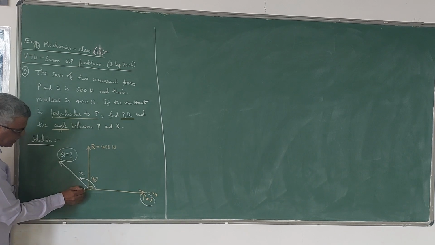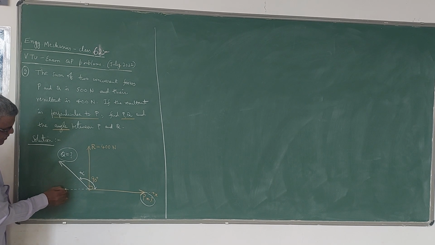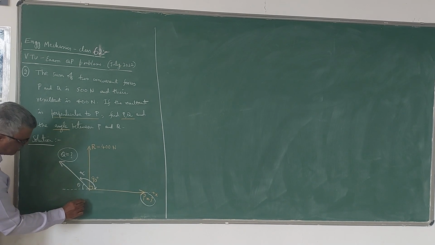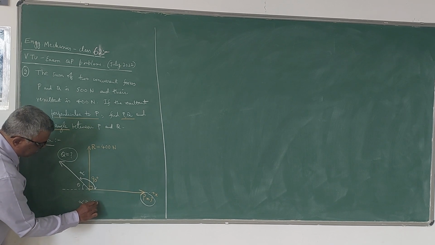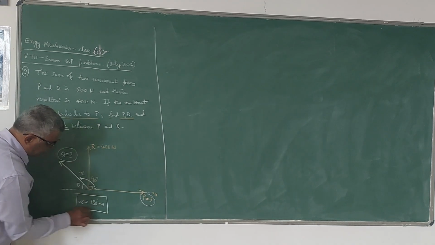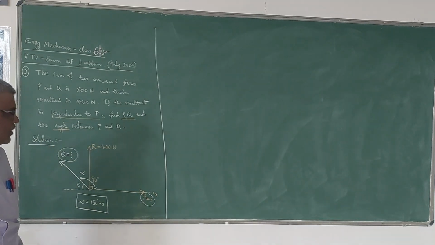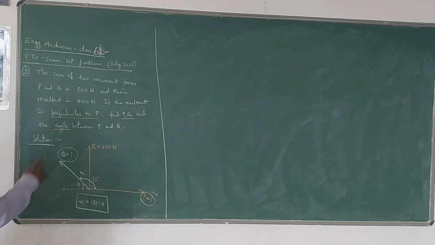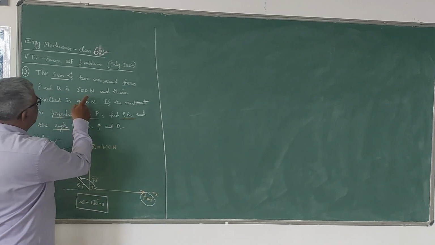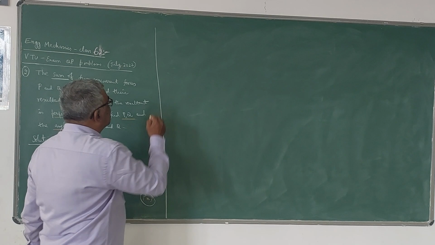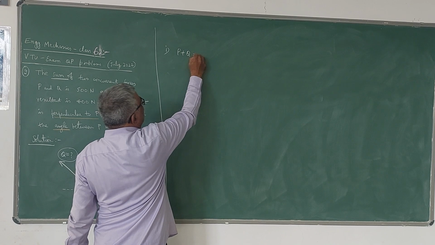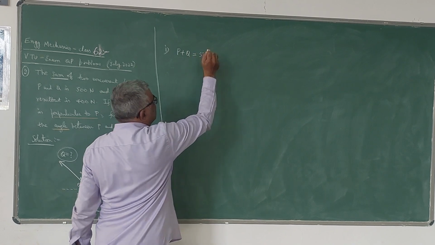Now let me take this angle as theta. Then you know that from the diagram alpha will be 180 minus theta. So once you find out theta, it is very easy to find out alpha. Okay. Now let us write the conditions. The sum of the magnitudes of these two forces, P and Q, is 500 Newton. So that is the first condition. P plus Q is equal to 500. He has given this. First condition.